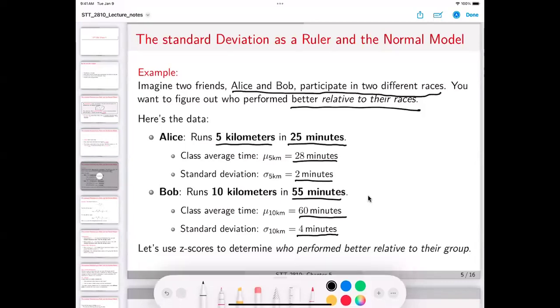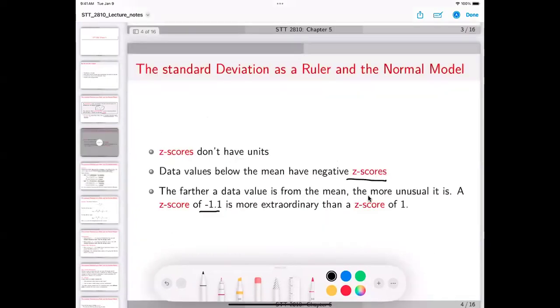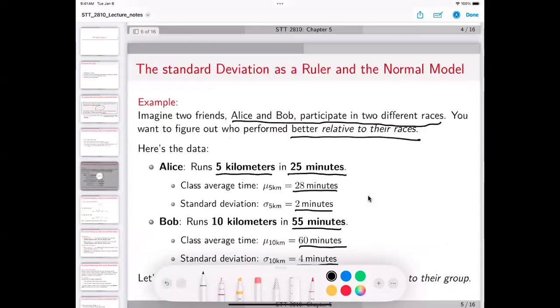So let's try to use the z-scores to be able to answer our problem. We want to know who performed better relative to their races. So now that we have the z-score formula, I want you, this is the z-score formula. Compute the z-score for Alice and compute the z-score for Bob. Does that make sense? This is the z-score formula, and we have this information here. So compute the z-scores for Alice and compute the z-scores for Bob.